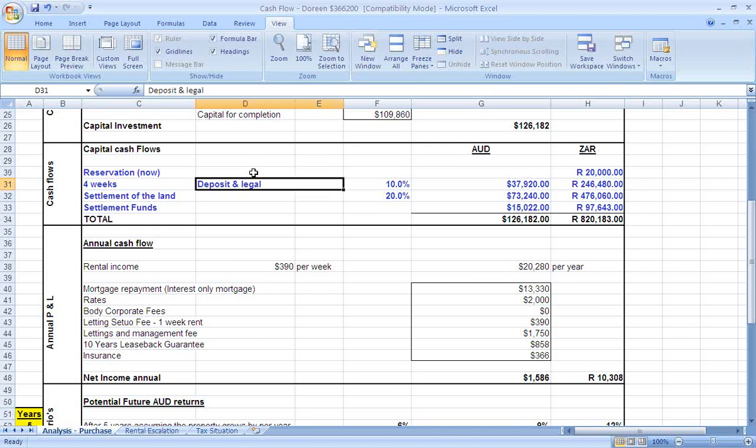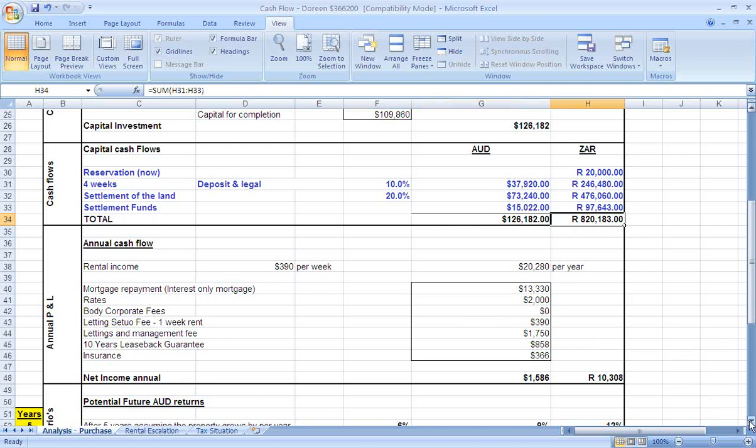Once that's in place, you'll need to send your first 10% across to your Australian lawyer's trust account. He will then let you know when you're actually going to settle on the land. It'll tend to be 2 to 3 months. When the remaining 20% will be in place, and that is when you'll need the 20% plus the final costs, things like stamp duty and the lawyer's fees. So it gives you an idea of the timing, and there you've got the dollar amount and the Rand amount.